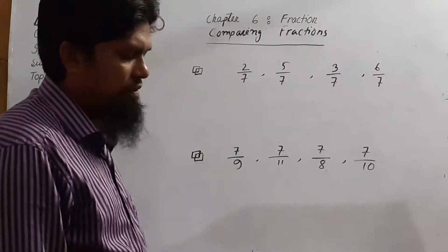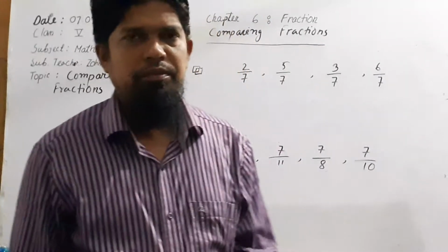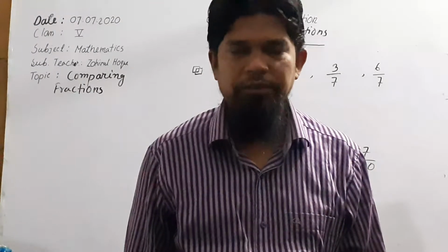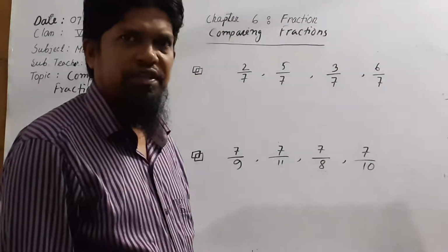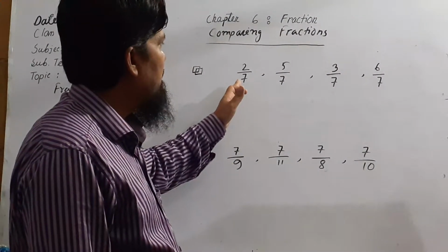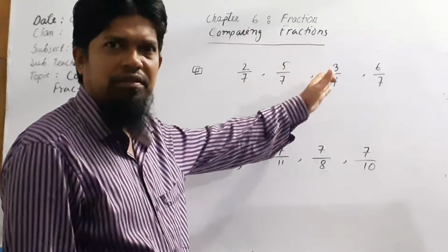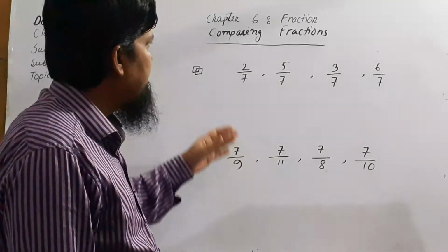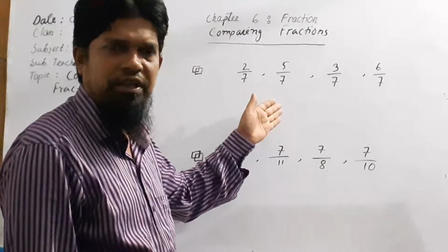Before going to the main point, I would like to make you understand about the ascending order and the descending order. Hope all of you are well known about the ascending order. Ascending order means to arrange from smaller to greater. And descending order means from greater to smaller.